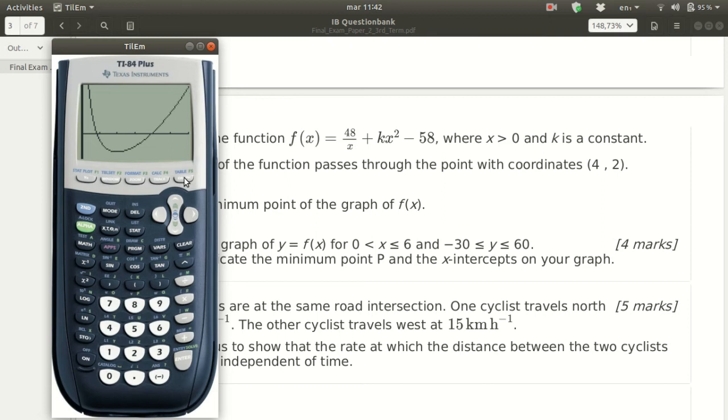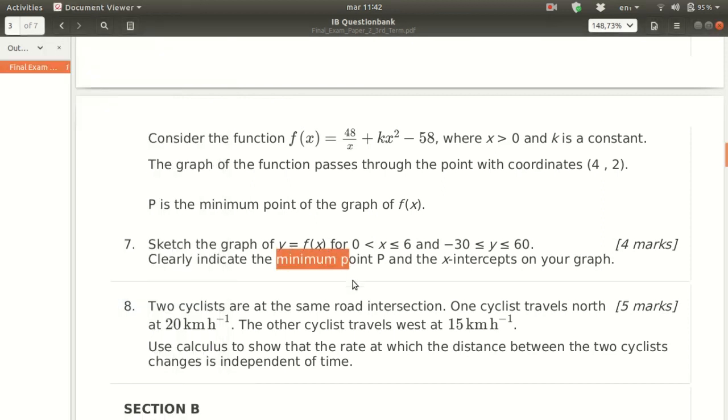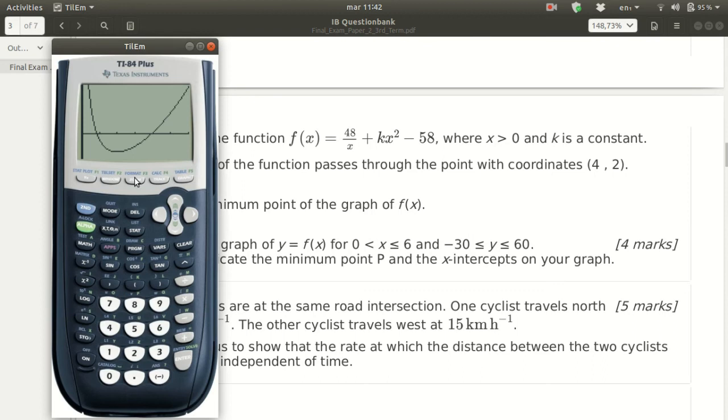And basically it's copying this into your answer booklet. All right, you should always identify the intercepts. They're asking specifically for the minimum, but you shouldn't just do the minimum, you should also do the intercepts. So there's no y-intercept, okay, but there's a couple of x-intercepts. So we're going to find all of them. So let's do the minimum first.